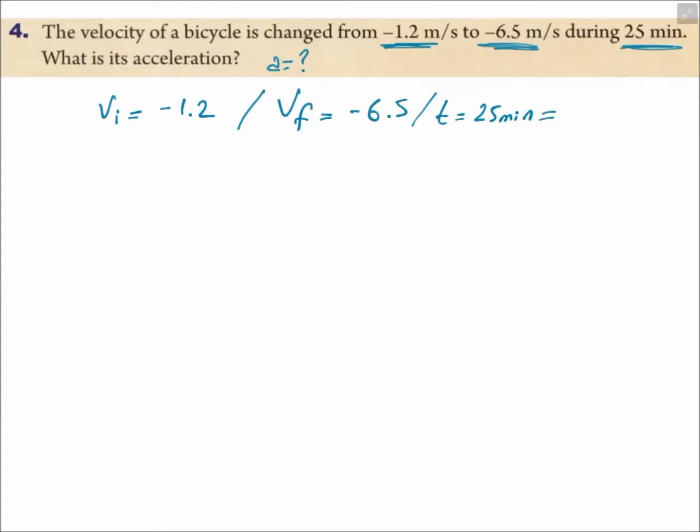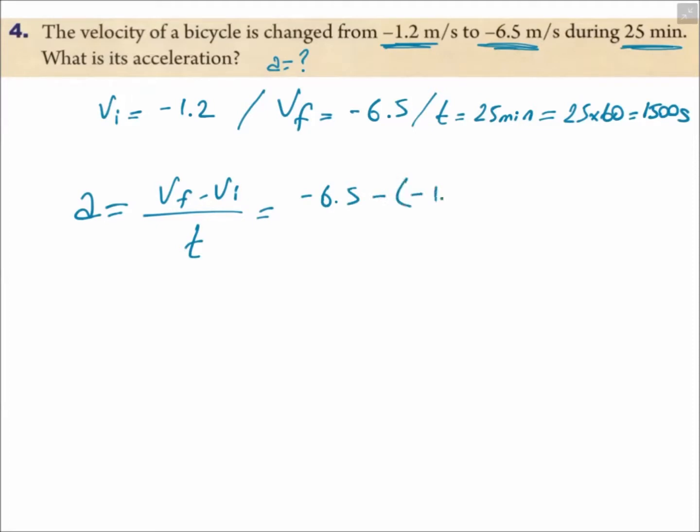To convert minutes to seconds, I have to multiply by 60. So 25 times 60 is going to be 1,500 seconds. And the formula of the acceleration is v final minus v initial over time. The final velocity is negative 6.5 minus initial velocity negative 1.2, over time, which is 1,500. So in acceleration, negative and negative will be positive.